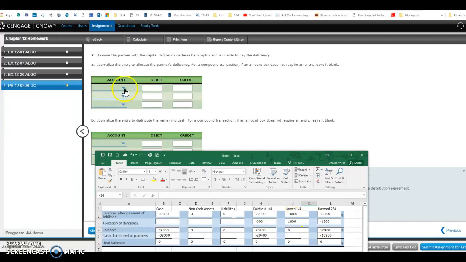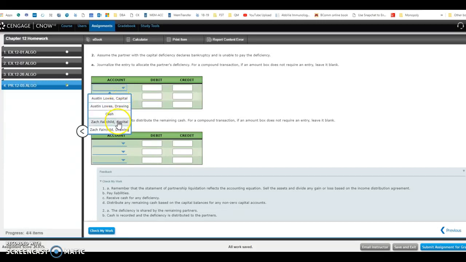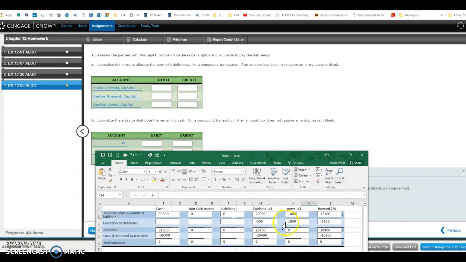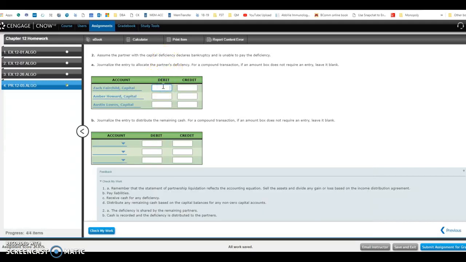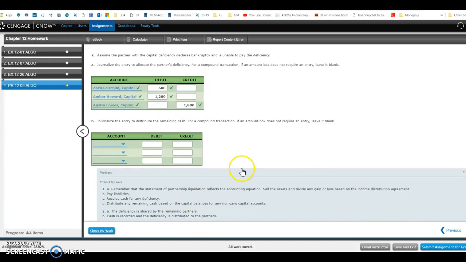So we're going to need Fairfield and Howard, and then the remaining partner will have the capital account credited. Let's pull these up again so we can see the amounts. It's 600 here, 1,200 here, for a total of 1,800. And we have now increased this person's capital account and decreased those. And if we check our work, yay, it worked.